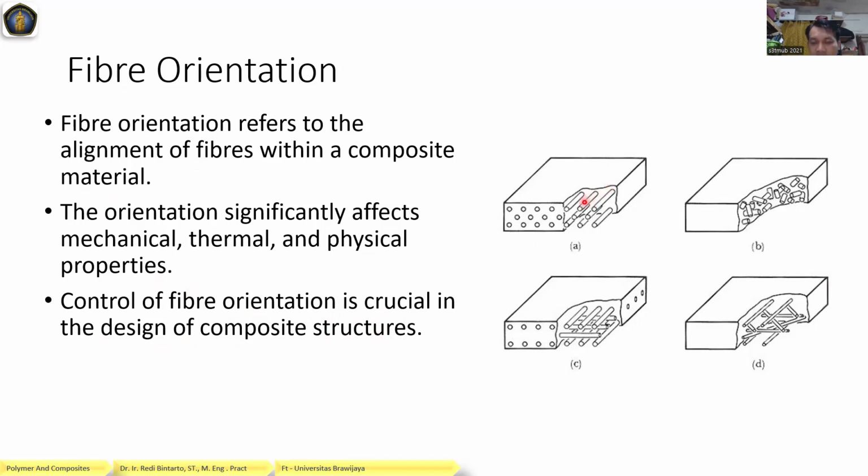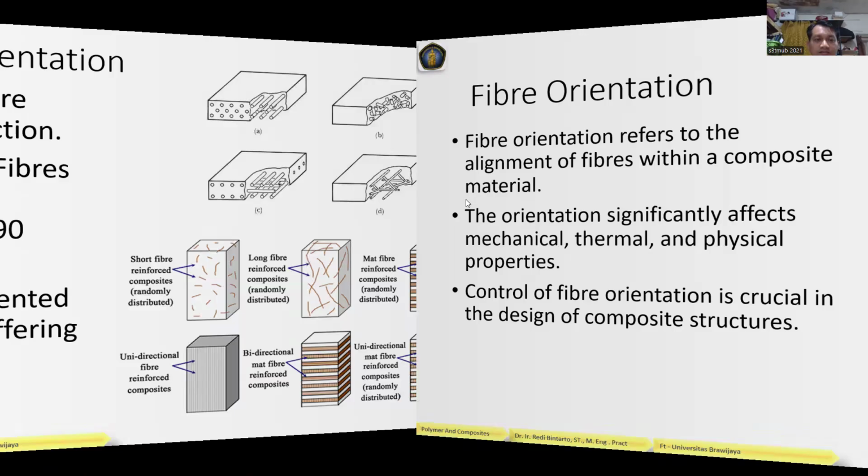So the orientation. After we studied the length of the fiber, now we study the fiber orientation, how we arrange the fiber inside the matrix. So we can see here, this is the unidirection. This is the multi-direction. This is short fiber. And so they have different characteristics after they are assembled as a composite.